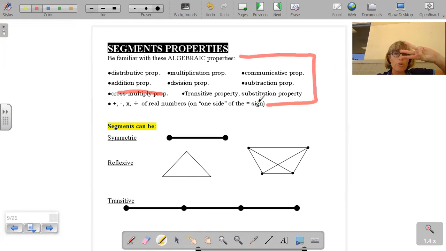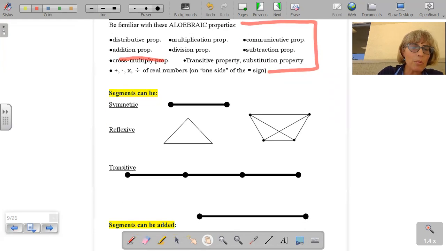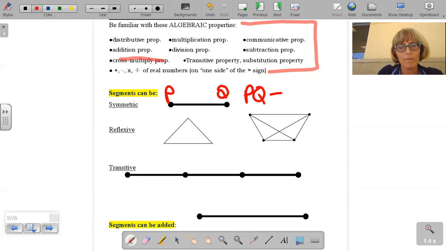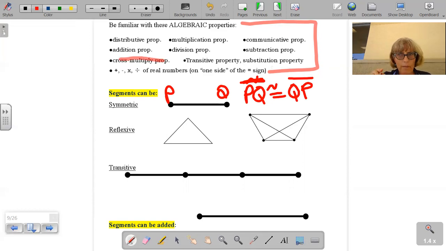Today we're going to talk about 3 segment properties. One is a property that segments can be symmetric, and it looks like this. So if you had that segment, PQ is congruent to QP. Symmetric. Really hard stuff here. Now, reflexive is going to look a little weird, so I'm just going to write it down.